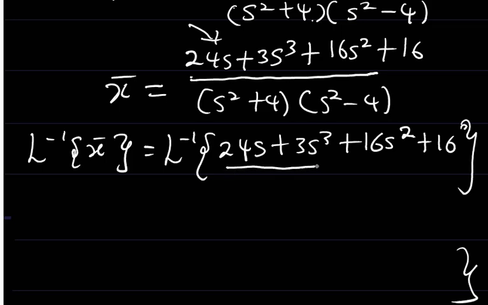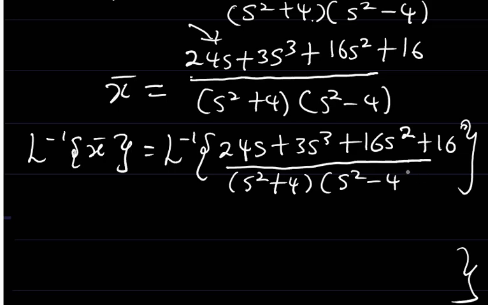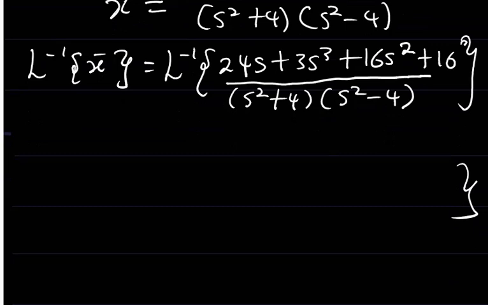Then all divided by s squared plus 4. Then of course s squared minus 4. Alright, so you know what we need to do? Work on this partial fraction. So working on that partial fraction, of course, let me go straight. I cancel out the denominator. Let it be that the denominator has been cancelled out.